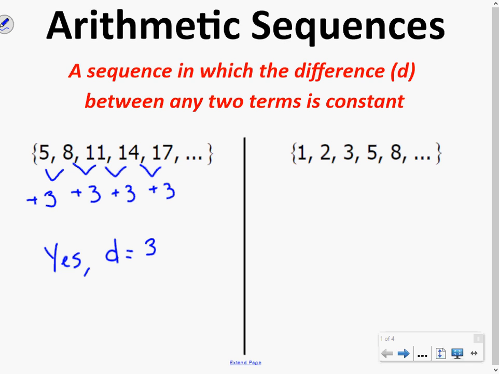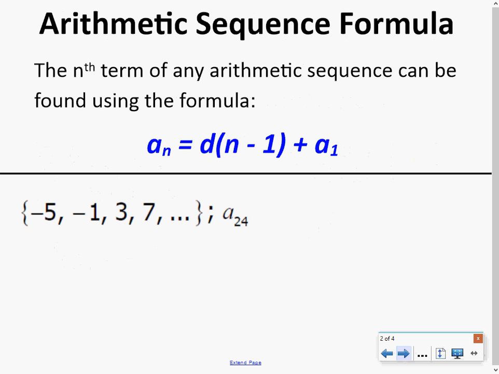For the second one here, I add 1, I add 1, I add 2, and then I add 3. So we do not have a constant difference, so this is not arithmetic, and I can't specify what that common difference is because there isn't one. So we're always looking for a constant difference. That's how we can ensure that we have an arithmetic sequence.